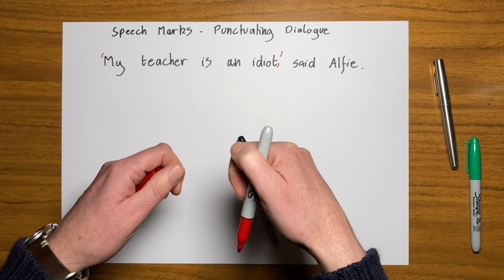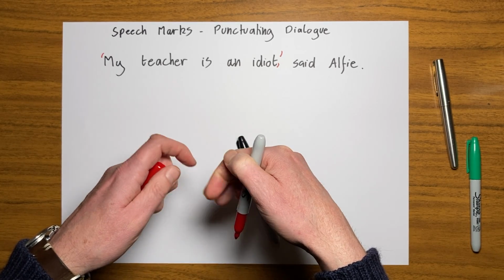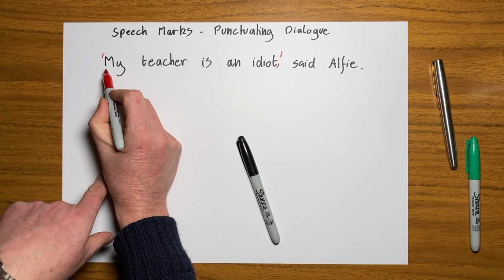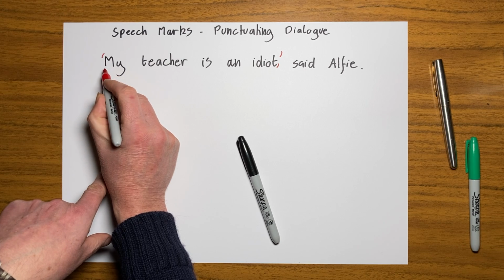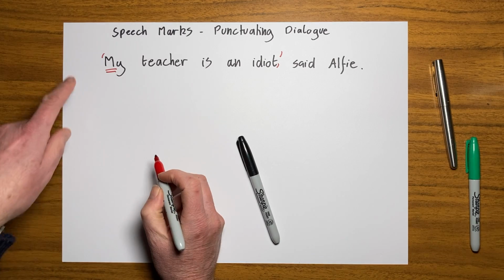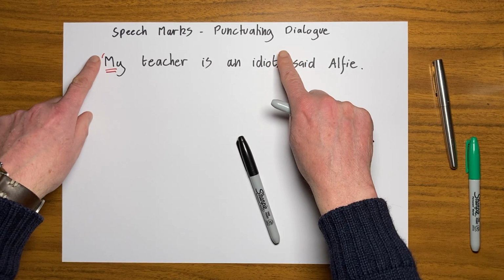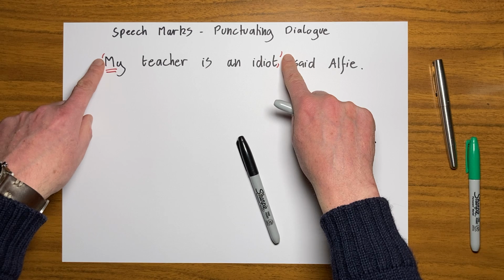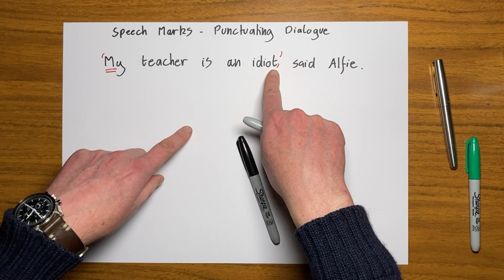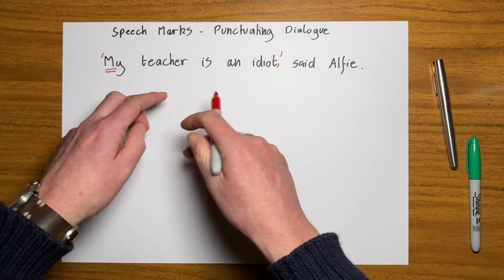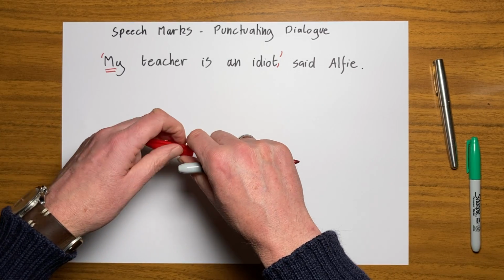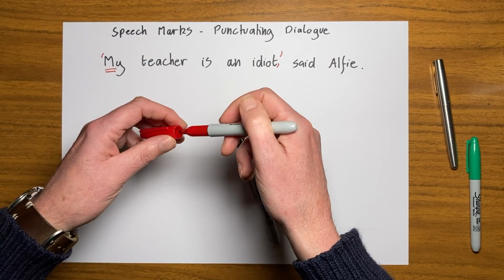So let's just check that we have got the three basic things of dialogue. Make sure that the beginning part of any speech or anything being spoken has got a capital letter. Make sure also that what is being spoken is inside speech marks or inverted commas. And finally, make sure that you have a piece of punctuation separating what is being said from the said Alfie, agreed his mum, or whatever else it is you're going to write.